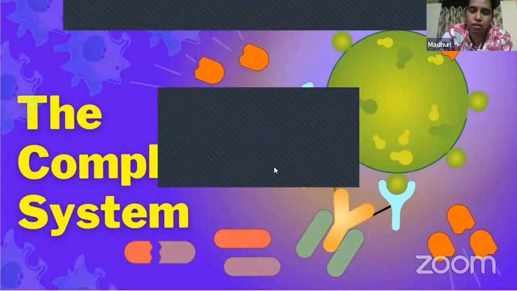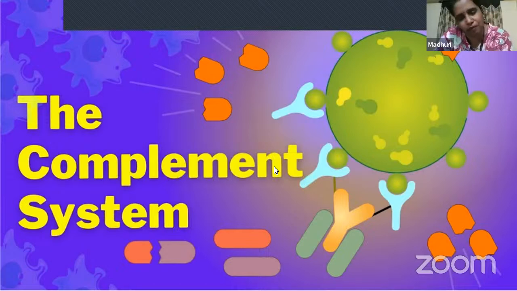The mechanisms which are shown are very difficult to remember. But we have a few tricks which we can implement in remembering these complement pathways, or in fact, the whole of immunology, into a very simple, very interesting thing. Okay, let's start with today's class, that is the complement system.